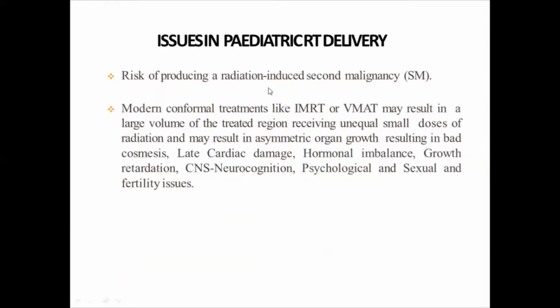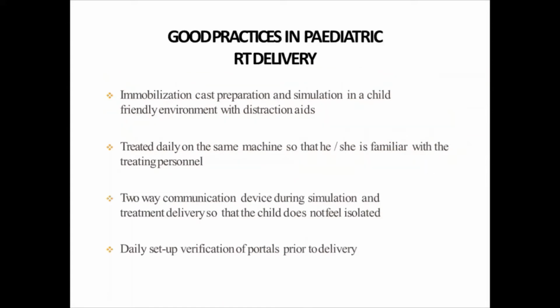There's a risk of producing a radiation-induced second malignancy, and modern conformal techniques like intensity modulated therapy or VMAT may result in a large volume of the treated region receiving unequal small doses of radiation and may result in asymmetric organ growth, resulting in bad cosmesis, late cardiac damage, hormonal imbalance, growth retardation, difficulty in neurocognition, psychological, sexual, and fertility issues.